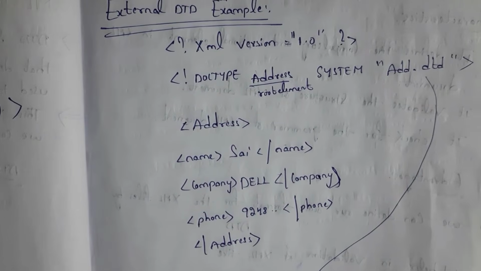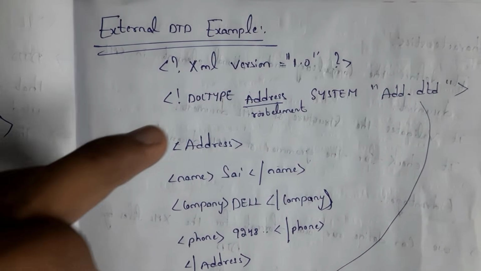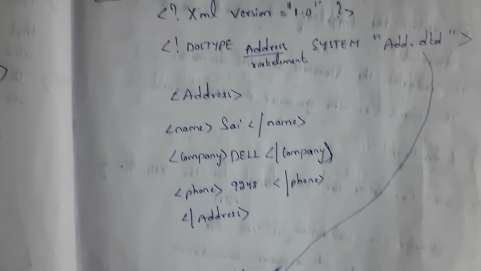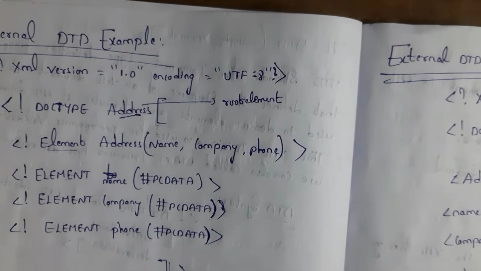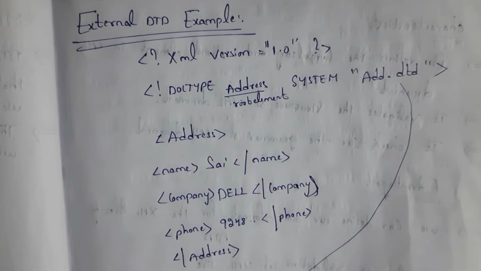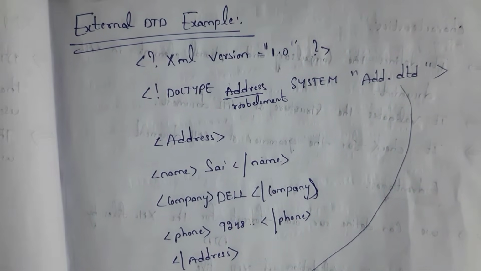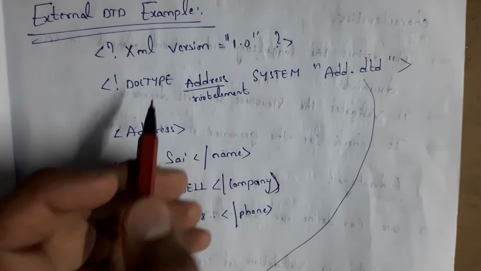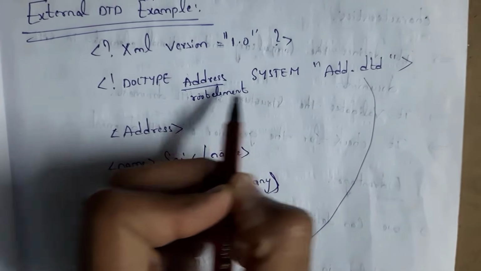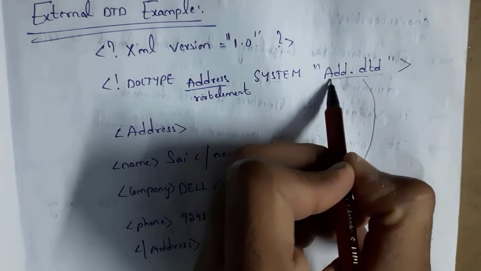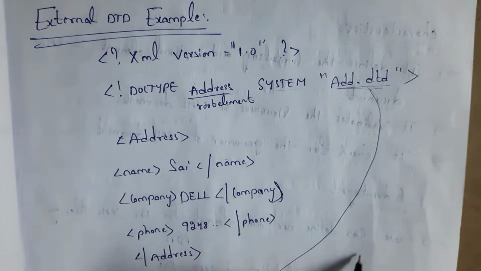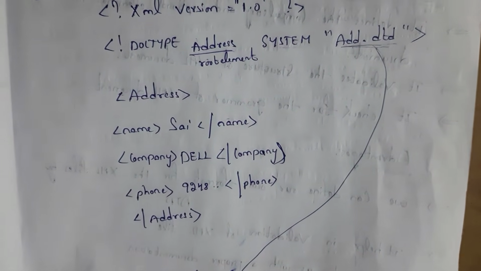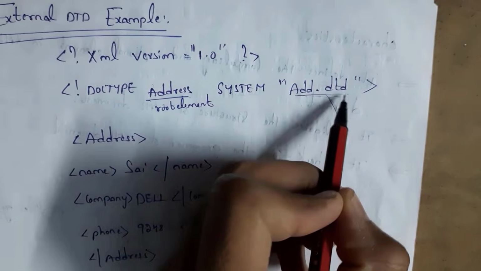External DTD is the same as internal DTD, but the difference is that we need to write the XML in one file and the DTD in another file. The only difference is that in a single file we have written internal DTD, whereas in external DTD we need to write the DTD in one file and the XML in another file. This is an example. I took XML version as 1.0 and document type address, where address is the root element, and SYSTEM add.dtd. This is another file. For this file again I have to write another program. I took address, inside address I gave name as Sai, company as Dell and phone number as 9 to so on, and I need to write a program for this add.dtd.